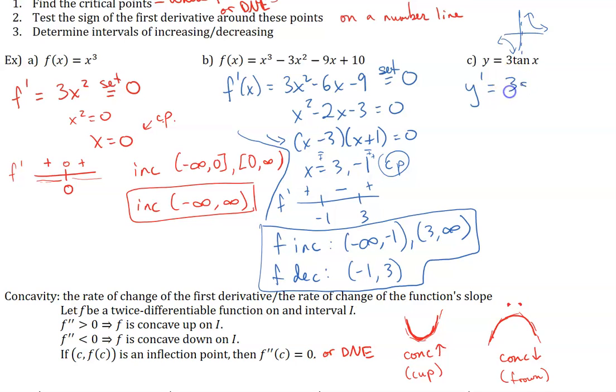Find y prime. Y prime is 3 secant squared x, and again, we set this equal to 0, and then we can divide by 3 on both sides. Okay, so secant squared equals 0. If you remember, secant squared's graph looks like this. This is just a rough sketch here, but the lowest point on these curves is 1, and then the highest point on these curves is -1, so the axis is in between here. So this is actually never going to be equal to 0, all right? So there is no solution to secant squared x equals 0.